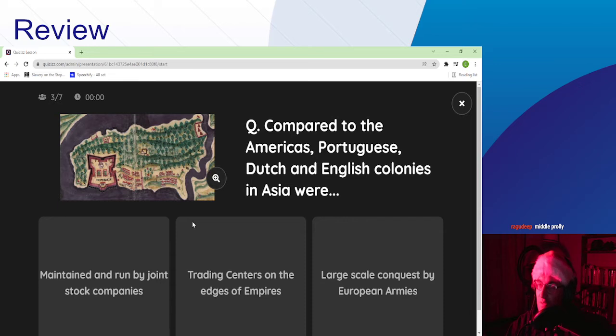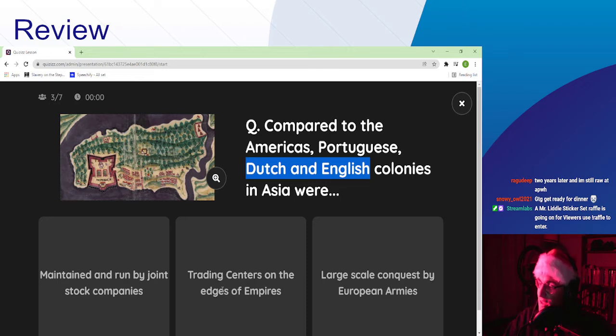So the question of why it's not this one, joint stock companies, that's because the Portuguese, to a much lesser extent, didn't really do the joint stock company thing. That was mostly Dutch and English. Now, there actually was a Portuguese joint stock company. It was called the Casa de India, the House of India. But it was heavily controlled by the crown, right? Did not have nearly as much autonomy as the Dutch or the English did. So if we're talking just Dutch or English, that would be joint stock companies.